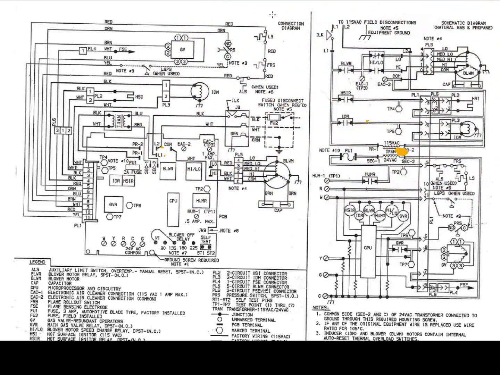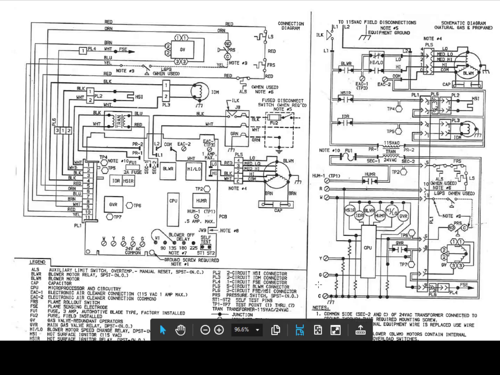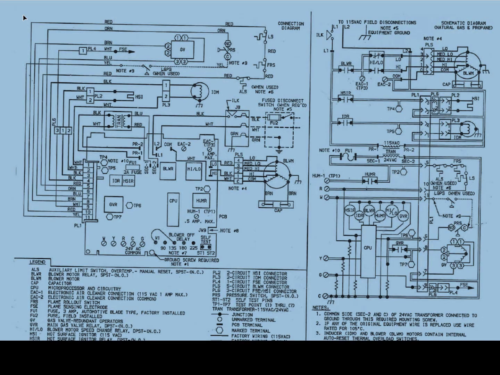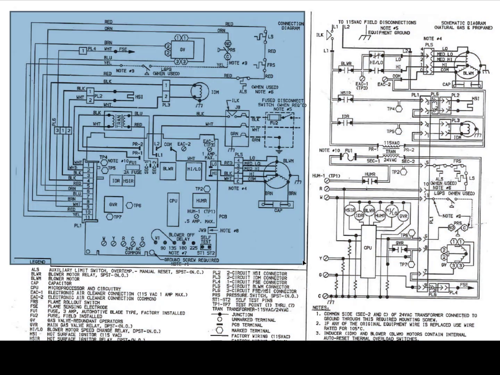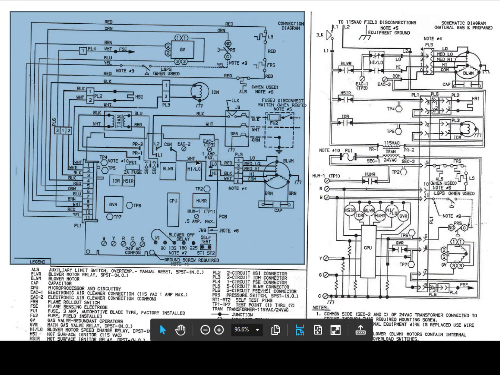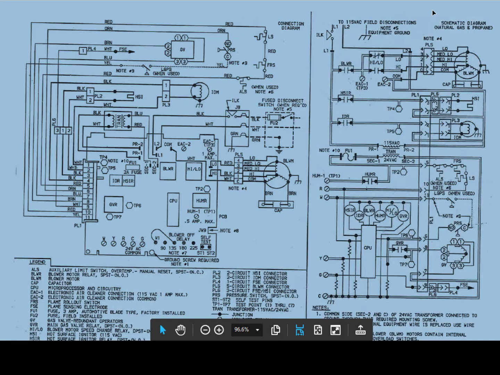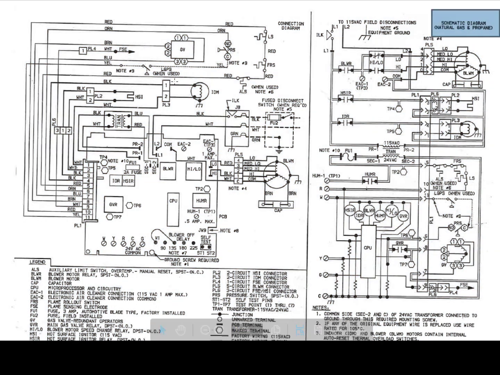On the left side, if you follow my cursor, this is sectioned off into 4 different sections. We'll start here with a connection diagram. I highlighted that. It says connection diagram. And so that's basically all of this. That's our connection diagram. Over here on the right side is called a schematic. So you'll see the difference.